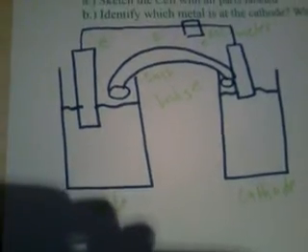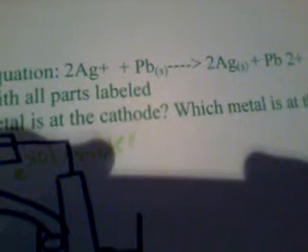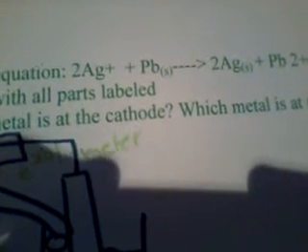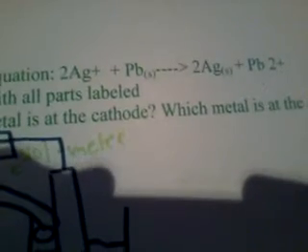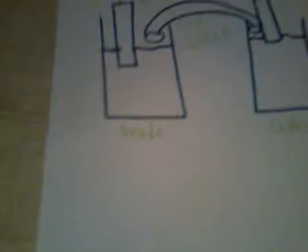Okay, so now we have to identify what metal is going to be at the anode and what is going to be at the cathode. So the equation is 2Ag+ plus Pb solid yields 2Ag plus Pb2+. First we're going to find what is being oxidized. And we have to remember that oxidation occurs at the anode. So here's going to occur oxidation, and here reduction occurs at the cathode.